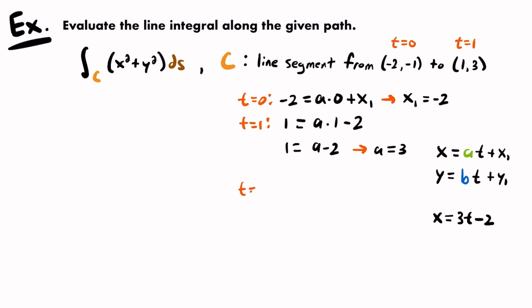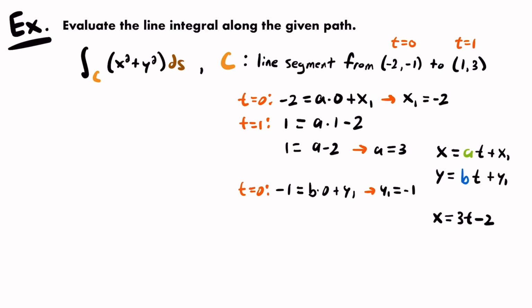When t equals 0, we know that the y coordinate is -1. So we can set -1 equal to b times t, where t is 0, plus y1. So we'll have -1 is equal to b times 0 plus y1. And so b times 0 is 0, meaning that y1 will be equal to -1. That's what that equation will become. So now we know the value of that constant.